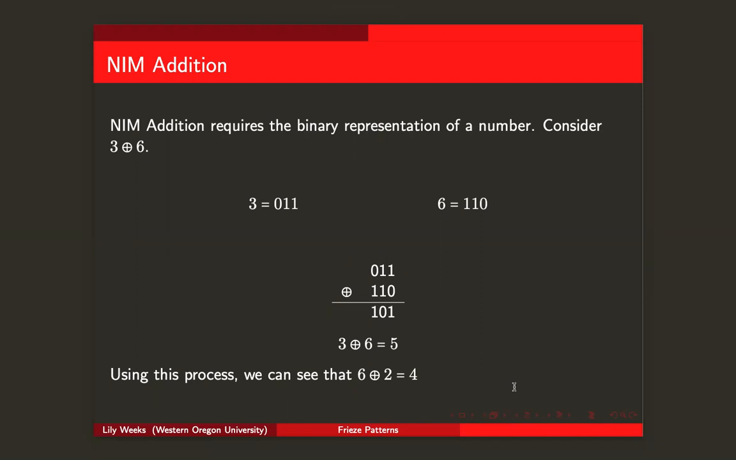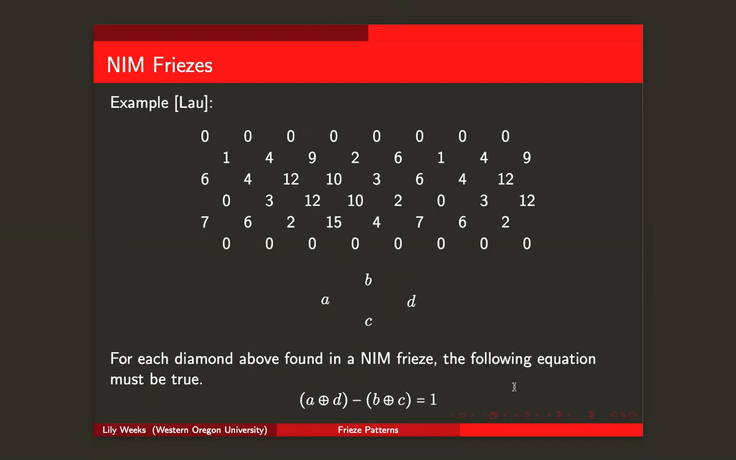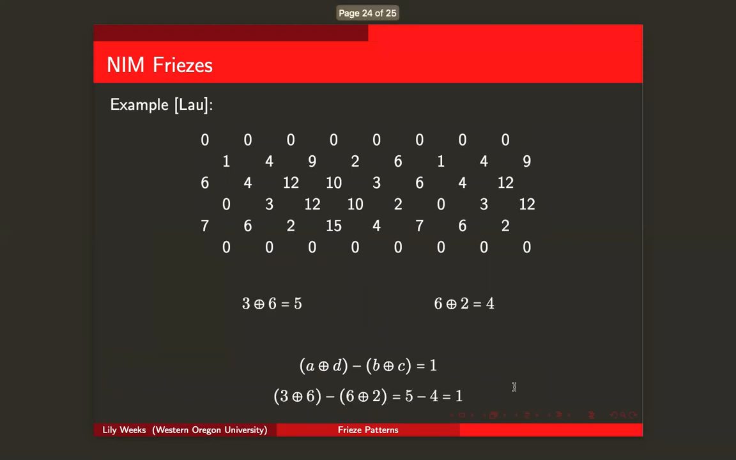Now, what does NIM addition have to do with friezes? Well, there's another type of additive frieze pattern that uses NIM addition. In a NIM frieze, we have the similar pattern for the ABCD diamond, where A NIM sum D minus quantity B NIM sum C must equal 1. You'll notice the NIM sums from the previous slides show up in the diamond right here. 3 NIM sum 6 and 6 NIM sum 2. We saw that 3 NIM sum 6 was 5 and 6 NIM sum 2 was 4. Since 5 minus 4 is equal to 1, we know that this holds true for our NIM sum pattern.